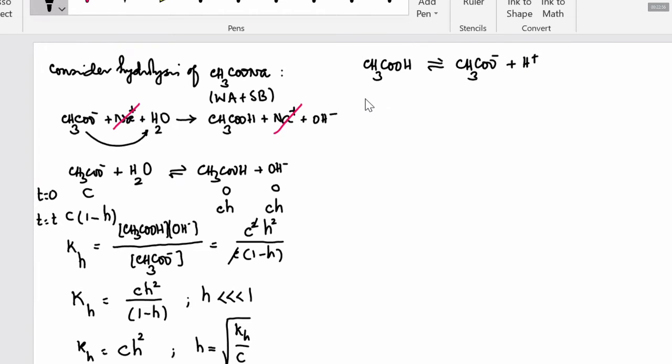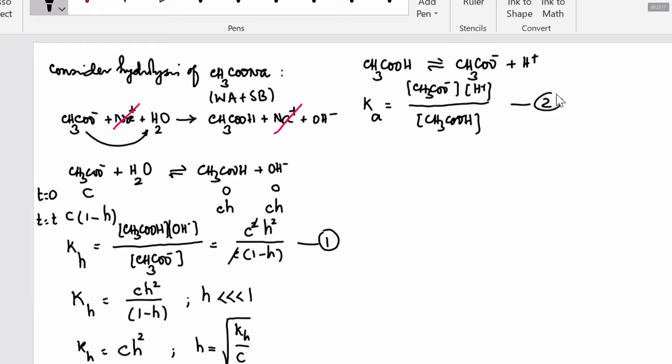For this, what can we write? We can write this as Ka. Ka is equal to the concentration of acetate ion into the concentration of H plus ion by the concentration of acetic acid. Okay. This is equation number 1. This is equation number 2. I am trying to relate this part of the equation. Sir, there is one more weak electrolyte in the container. Who is that fellow? Our green friend, known as the water molecule. It will give you H plus and OH minus.